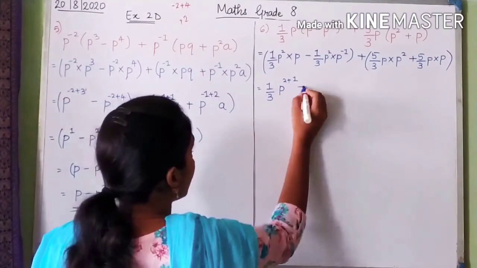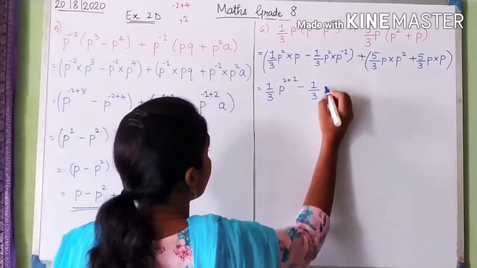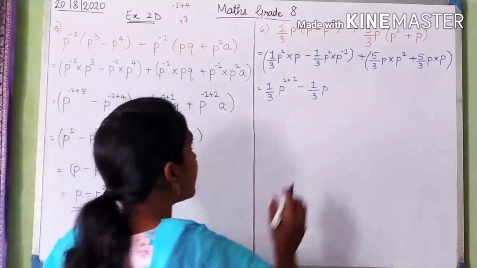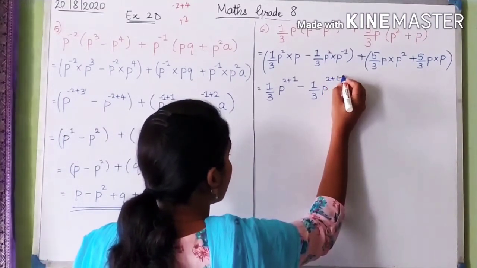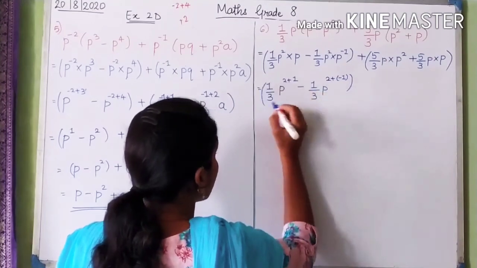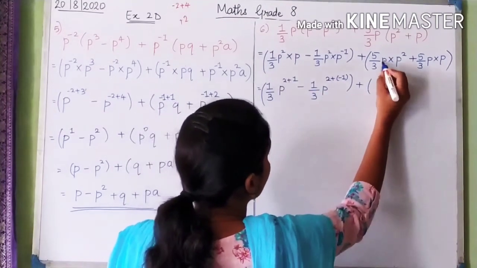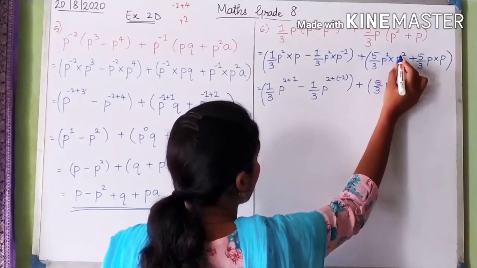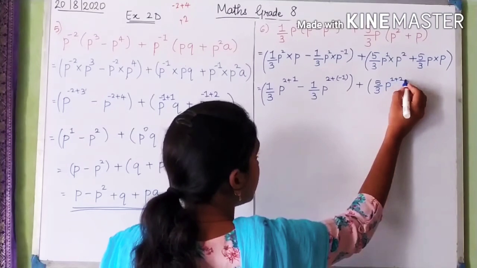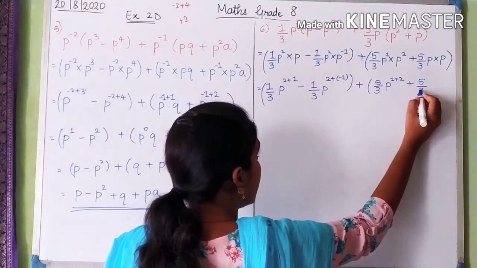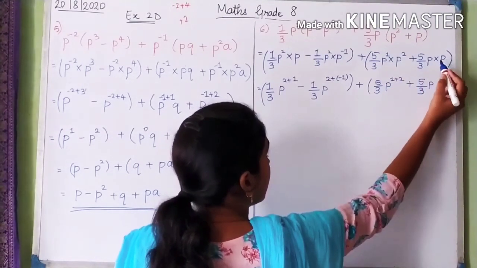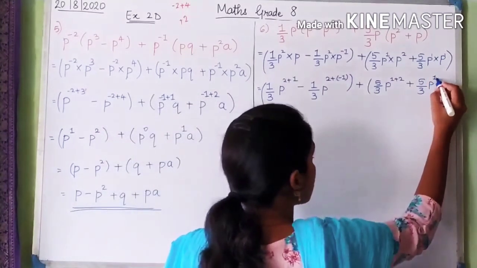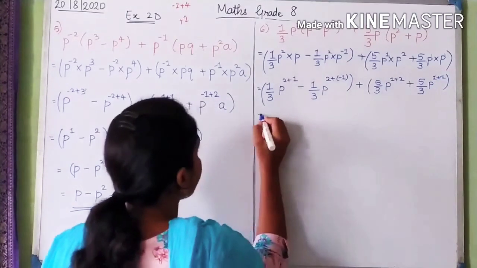So 2 plus 1, minus 1 by 3, p raised to, here also bases are same, powers are different and they are multiplied. So we add their powers. 2 plus minus 1. Okay, this is the first one. Then the second, 5 by 3 multiplied by 1 is 5 by 3. P raised to, here the power is 1, this is 2. So 1 plus 2, plus 5 by 3. P multiplied by P, power is 1, 1. And they are multiplied, so we add the powers. So 1 plus 1. Okay.